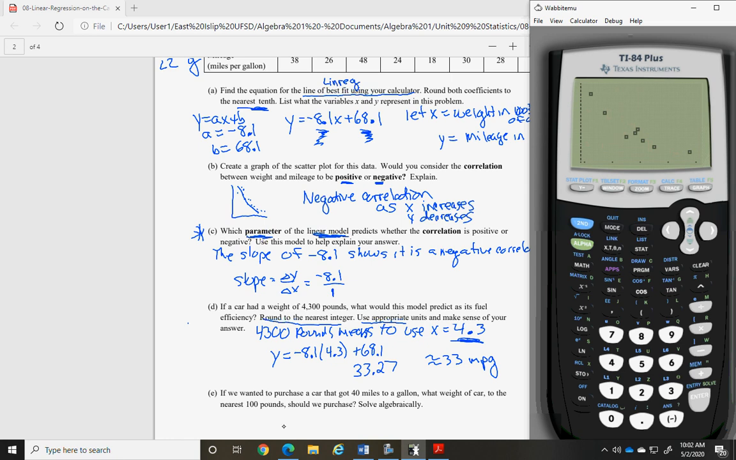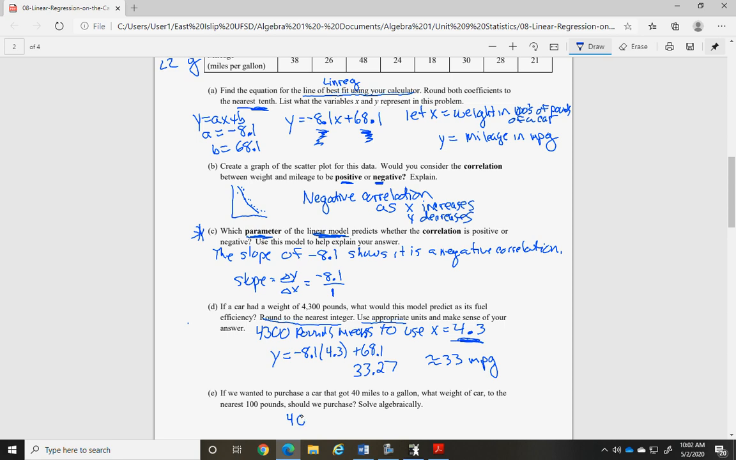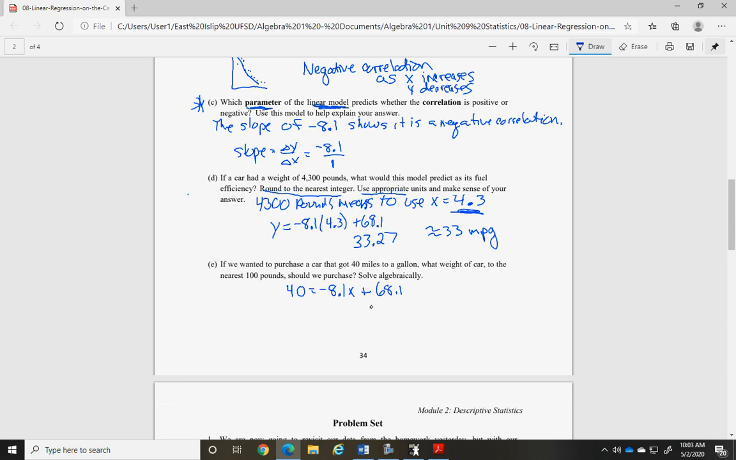If we do part E, we want to purchase a car that got 40 miles to a gallon. Oh, so that's my Y value. So using the equation, in place of Y, I'll put the 40. And I'm trying to solve for X now. It does say solve it algebraically, so subtract 68.1 from both sides. 40 minus 68.1, a negative 28.1. Divide both sides by negative 8.1.